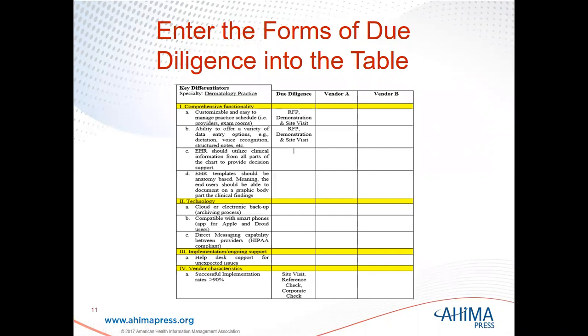So as you can see here, for this first key differentiator, they want customizable and easy to manage practice schedules. So they want to be able to use it to schedule providers and schedule exam rooms. To do that, they would consider using the RFP, a demonstration by the vendor, and then also conducting a site visit. And you need to evaluate for every single key differentiator how you are going to do your due diligence in order to evaluate that vendor on these key differentiator points.